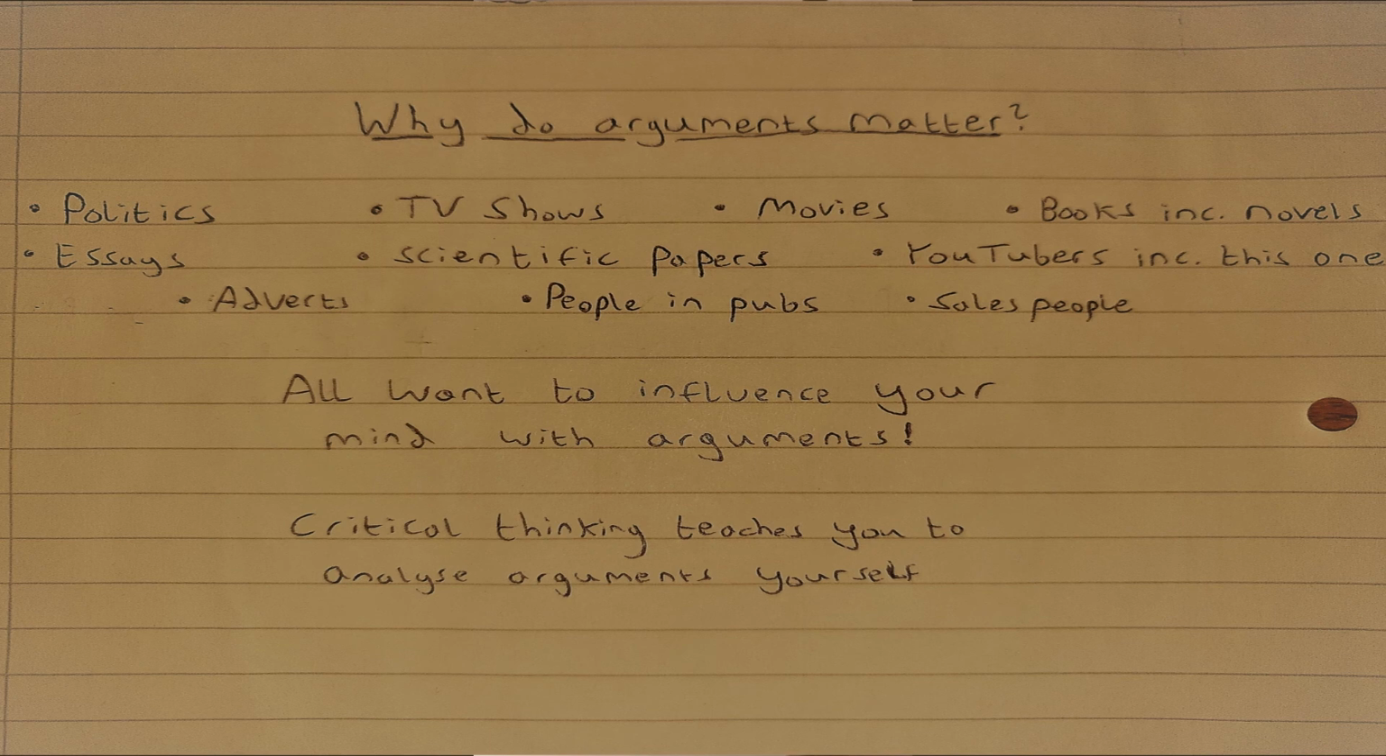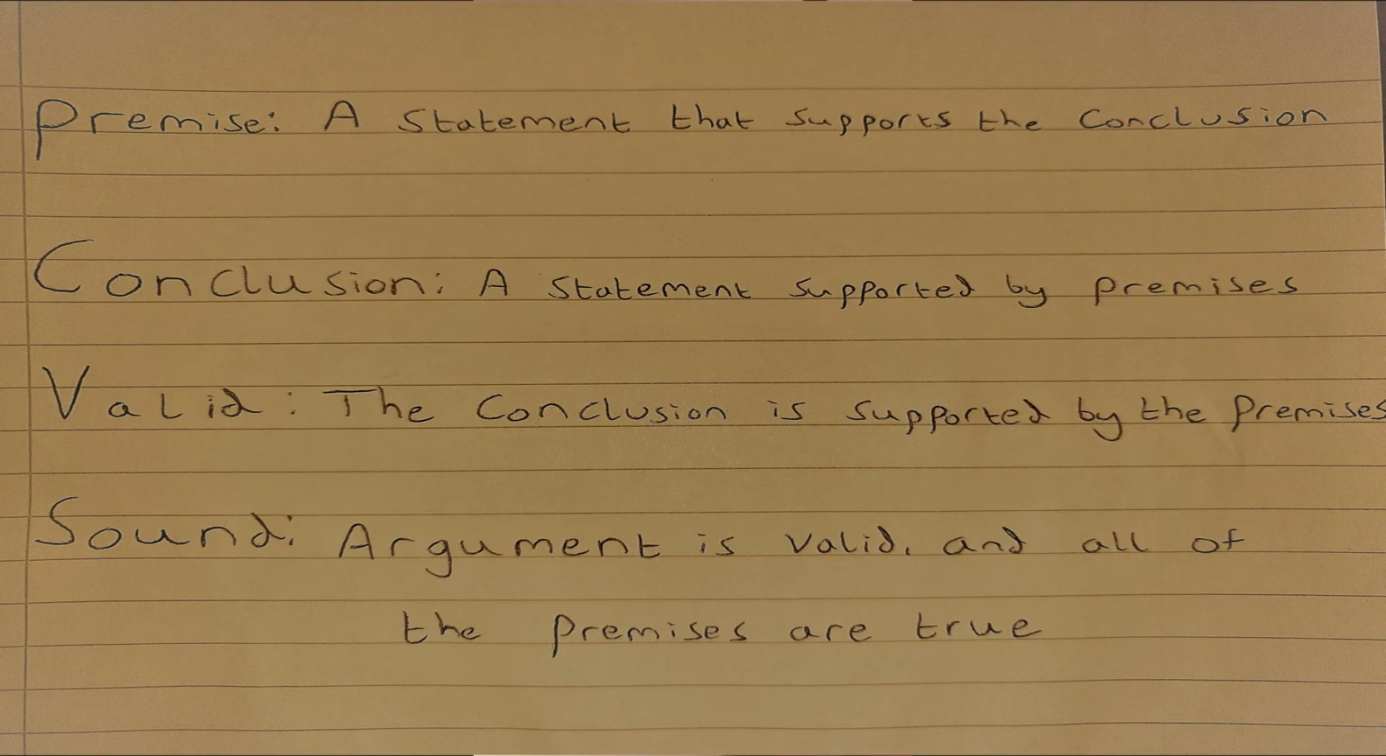Essentially, everything we've just listed there, they all want to influence your mind with arguments, and critical thinking teaches you to analyse those arguments for yourself, determine whether they're good or bad, and so whether you should agree with the conclusion or not. There are 4 key definitions you need to be aware of when you're starting out with critical thinking. First of those is a premise. That's a statement that supports the conclusion, and the conclusion itself is a statement that's supported by the premises. That'll all be fairly clear in a second when we see how that works and how they fit together.